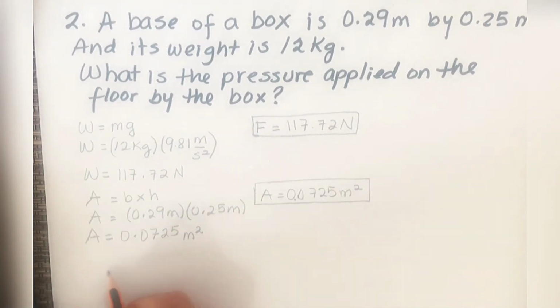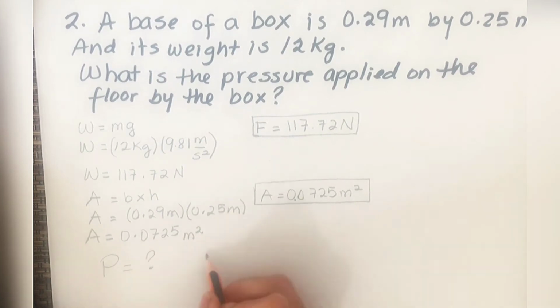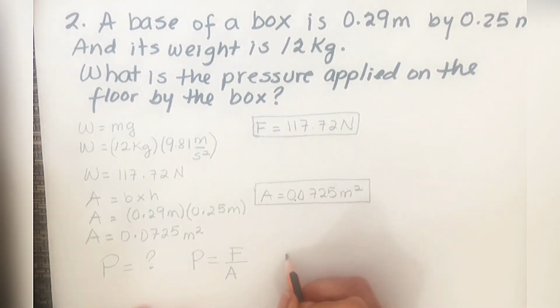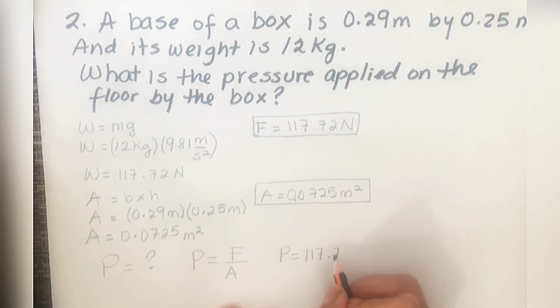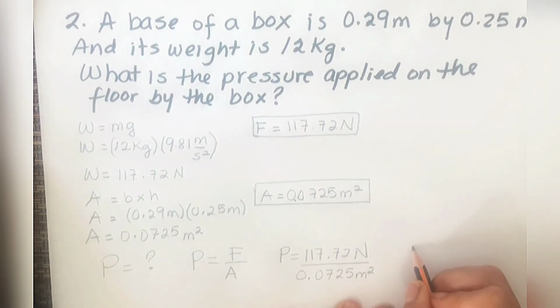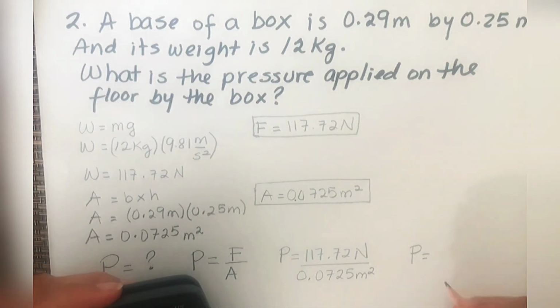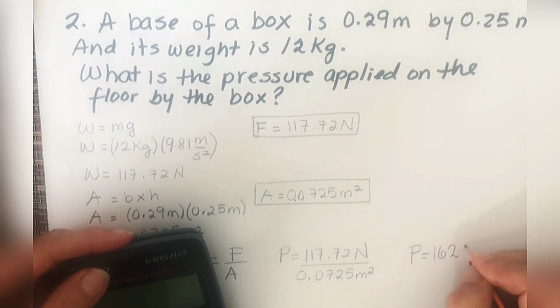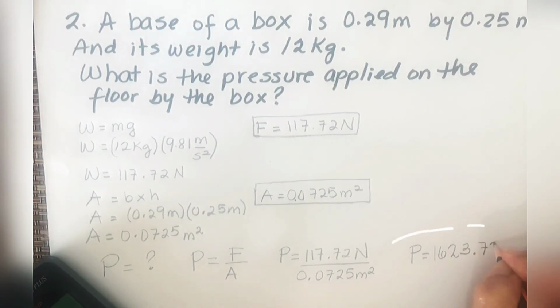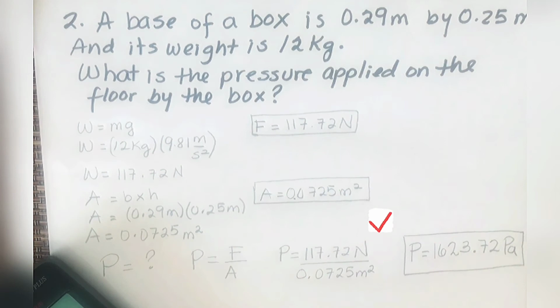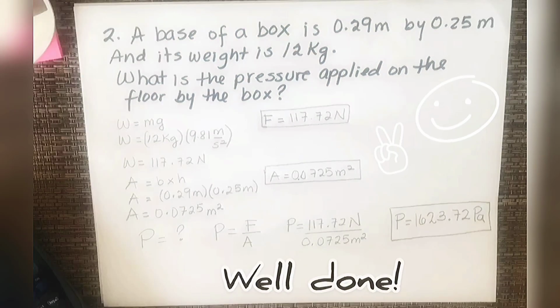So with this data we can obtain pressure. Pressure equals question mark. Pressure equals force over area. Then pressure equals 117.72 newtons over 0.0725 square meters. And finally, the pressure equals 1,623.72 pascals. And we are done. It's not difficult, right? Well done.